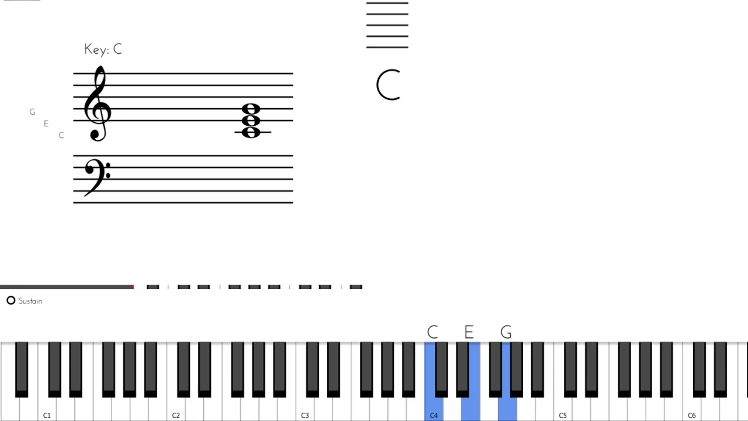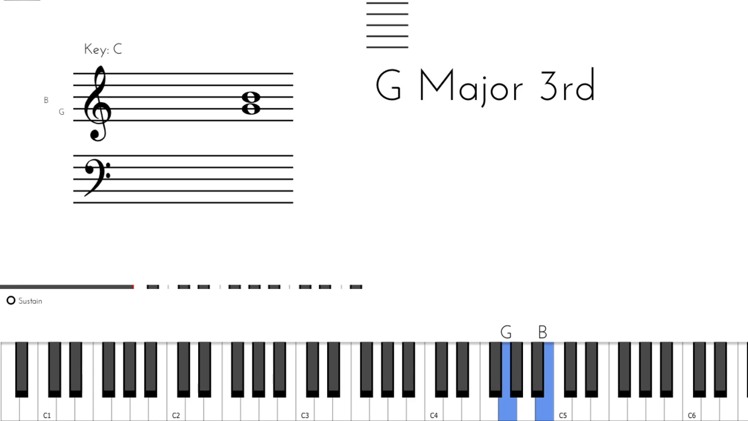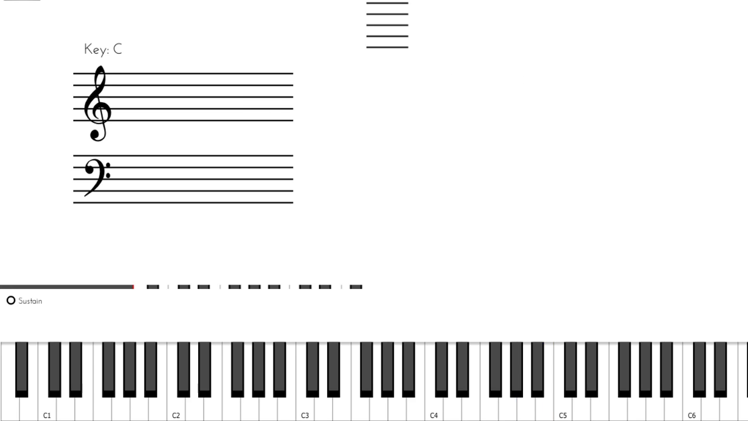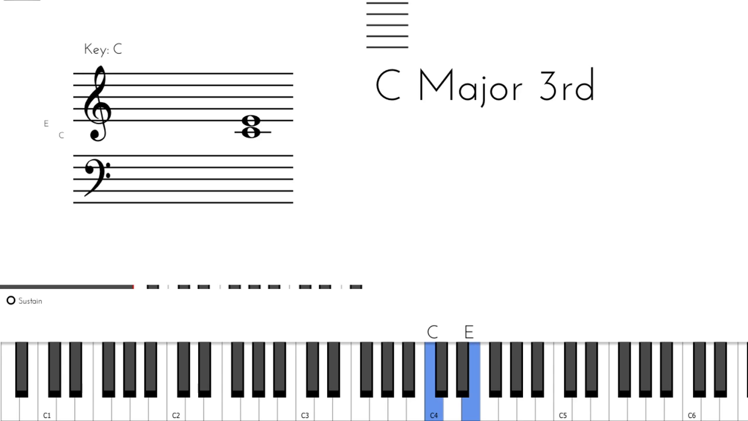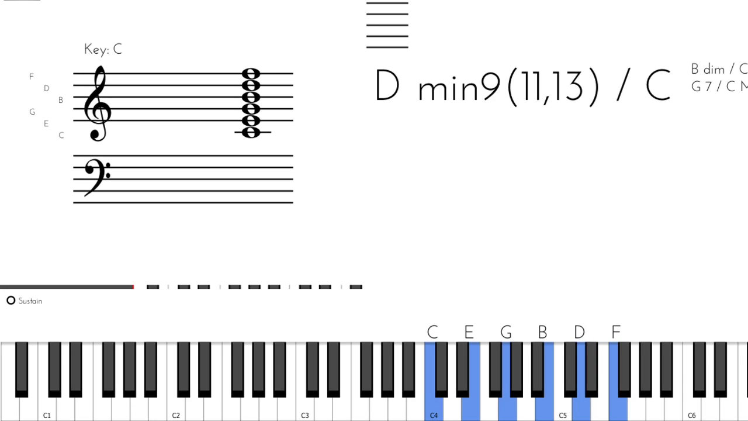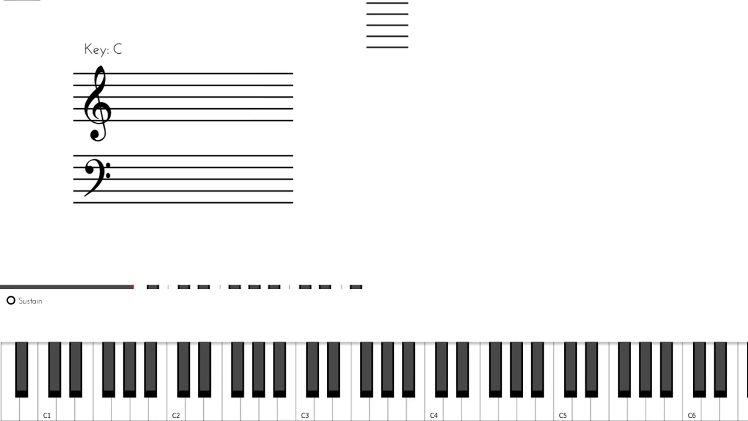So we said this is the one, this is the three, five, seven. There is no eight. But if you want to continue, if this is one, three, five, six, this is seven. The next one, nine. You jump one note, 11. You jump one note, 13.